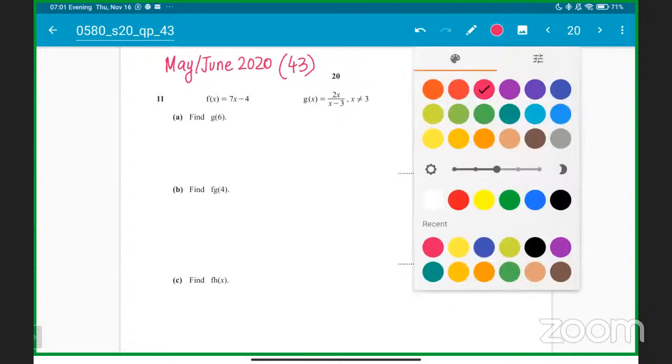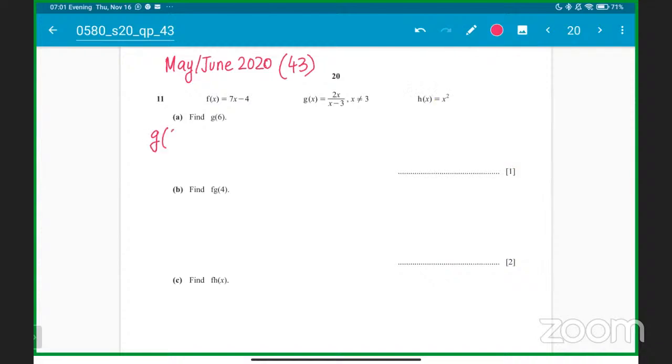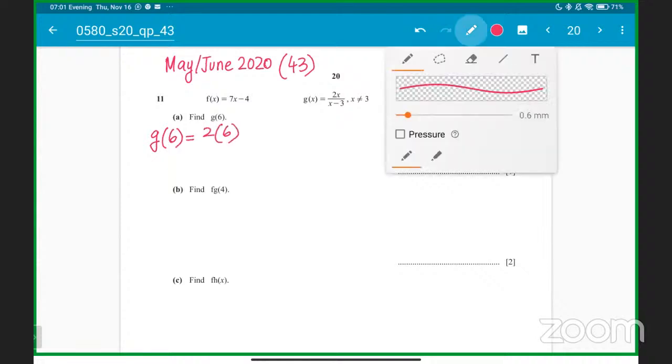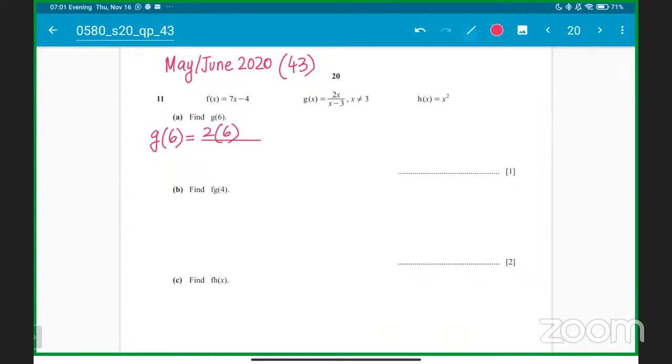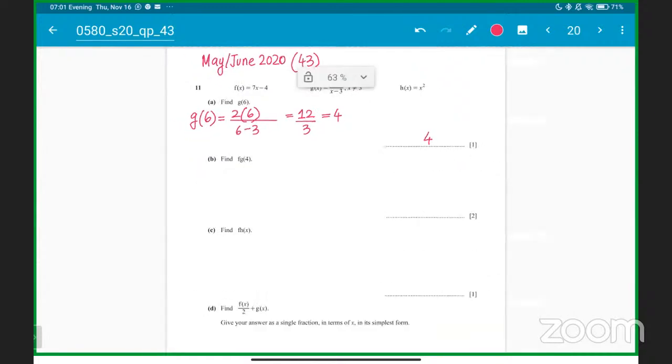They are telling us to put the x value as 6 in the g function. So it's simple. You already have the g function here, sir. So 2 times 6 divided by x minus 3, that is 6 minus 3, students. So here we go, 2 times 6 is 12 and 6 minus 3 is 3. So 12 divided by 3 is 4. So I'm expecting the first answer, for 1 mark only, is 4. Getting it, everyone, clear?